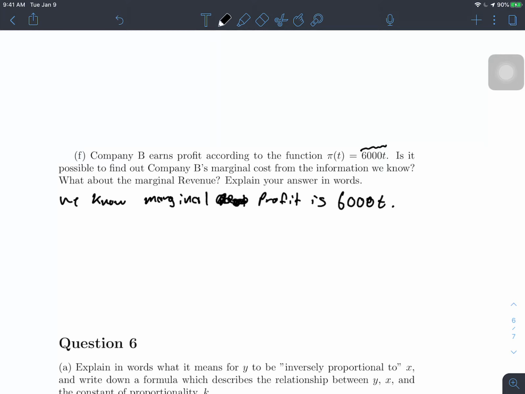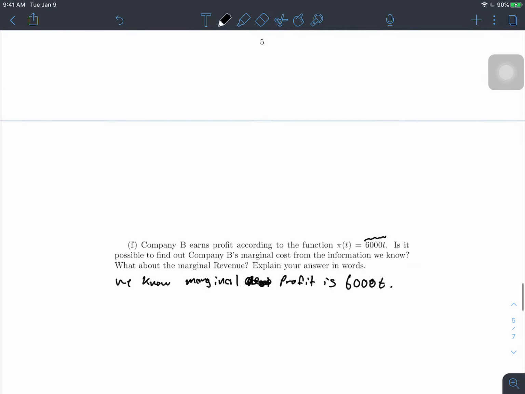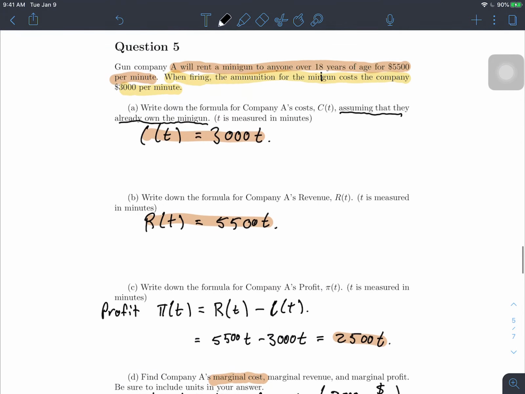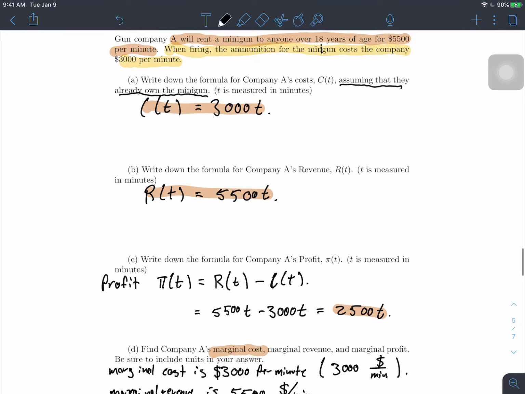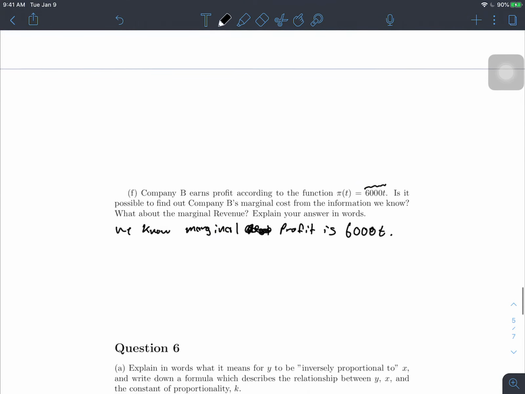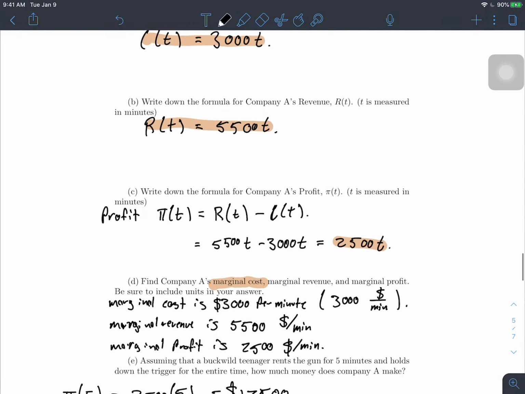Well, let's see, I guess we should assume that they're firing the same minigun and that the ammunition costs Company B the same amount of money. So this question could have been worded better.